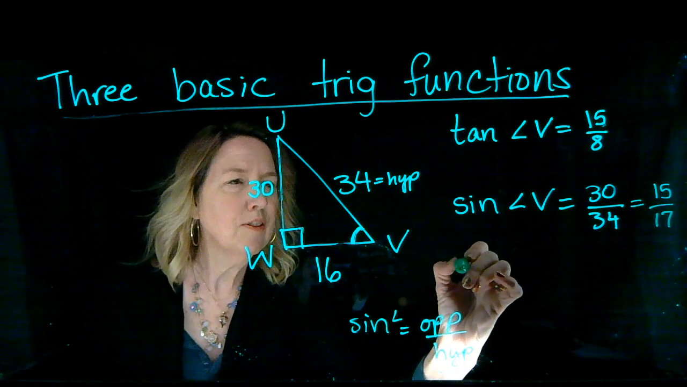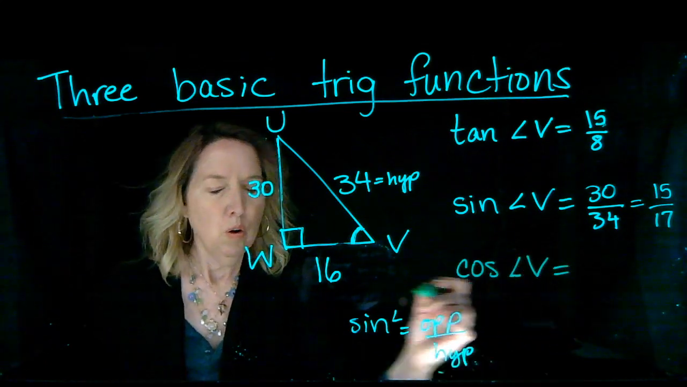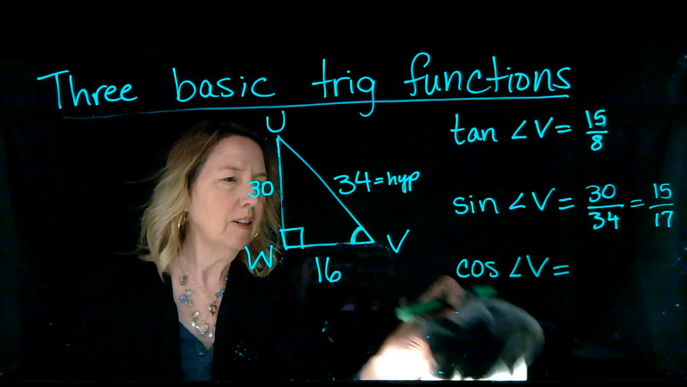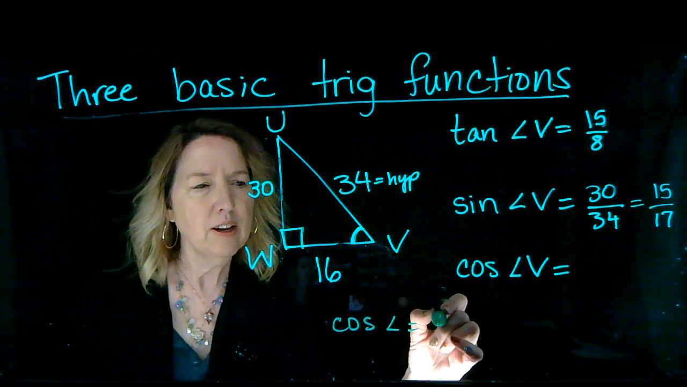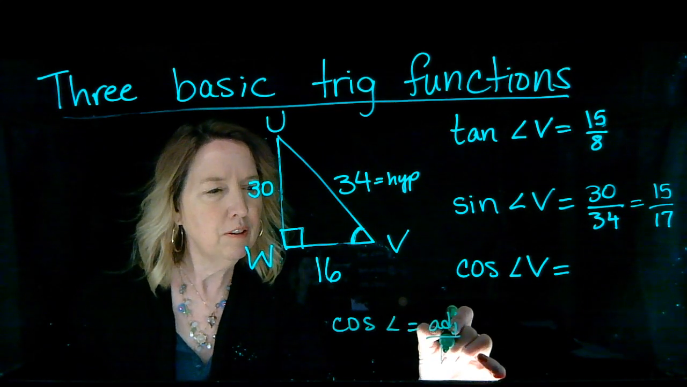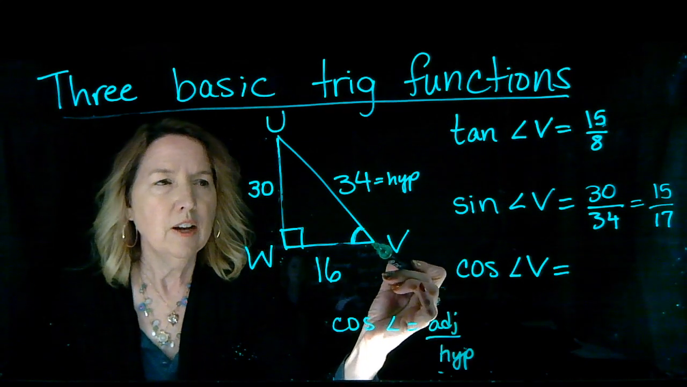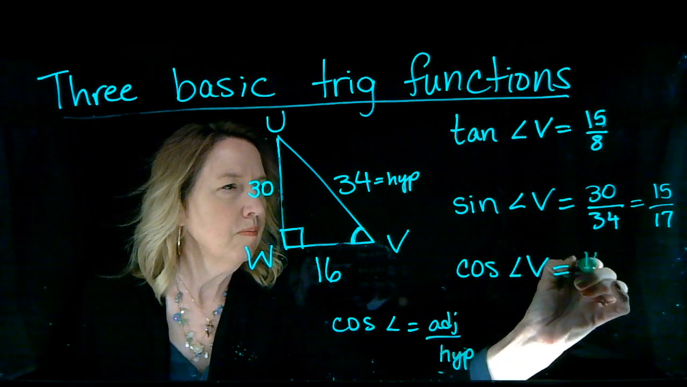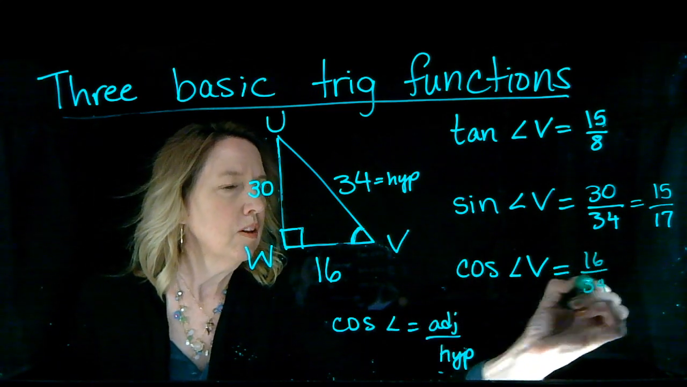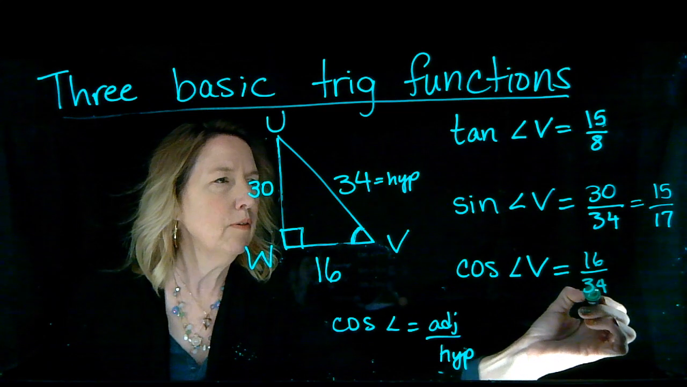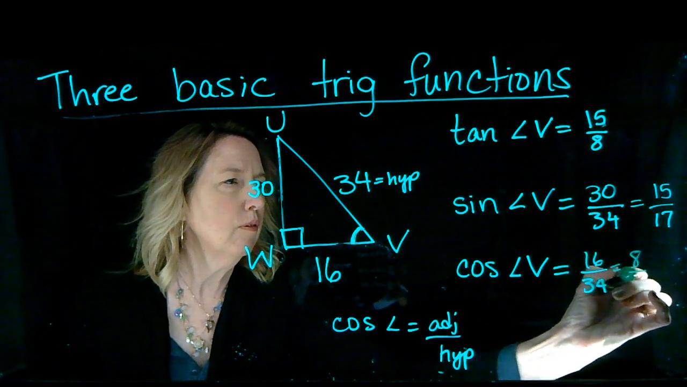You could also be asked, what's the cosine of angle V? Well, the definition of cosine is adjacent over hypotenuse. So from angle V, adjacent is 16, hypotenuse is 34. So the cosine of angle V is 16 over 34, but that's reducible, so you could cut them in half to 8 over 17.